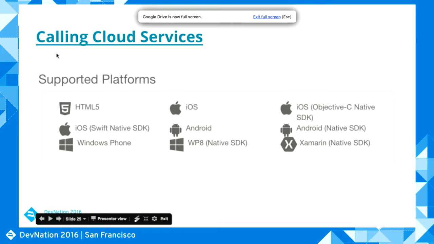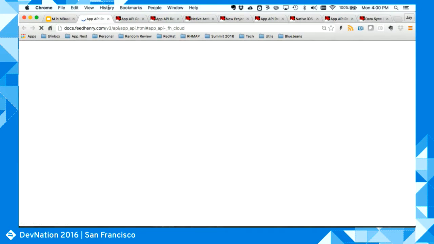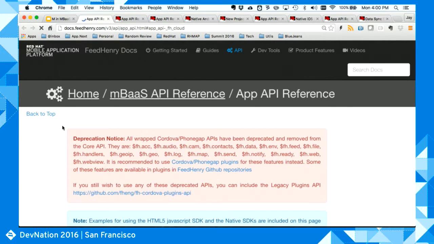All right. So now we've got it initialized, and we have security set up. Now what we need to do is actually call back to that server for data, and this can be any data. And so we have basically FH Cloud. Again, it's easier just to show you in the documentation, to be honest with you. Assuming it loads a little faster.